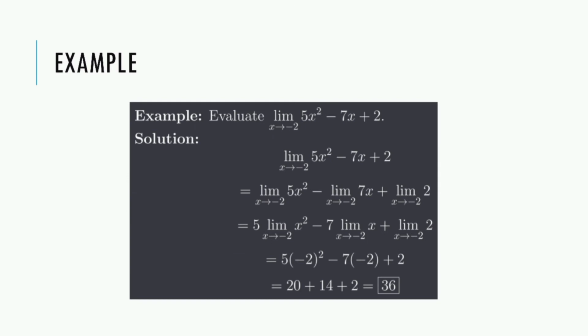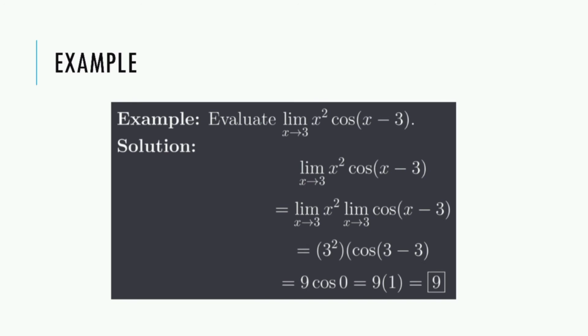So now we'll arrive at the final answer, 36. So the limit of 5x squared minus 7x plus 2 as x approaches negative 2 is equal to 36. Another example, the limit of x squared times the cosine of x minus 3 as x approaches 3. Now we can directly apply the product theorem in the said problem.